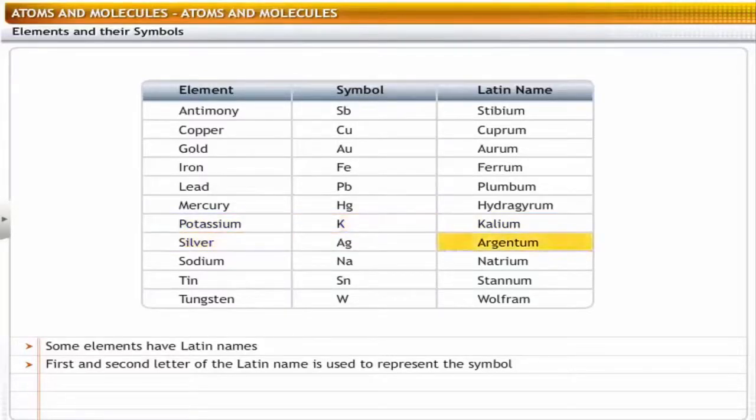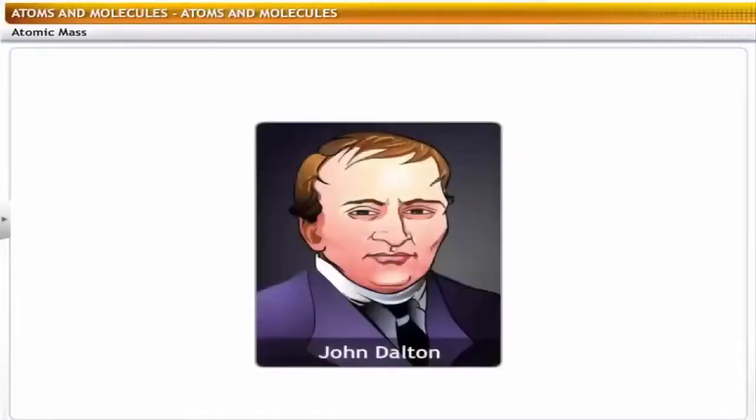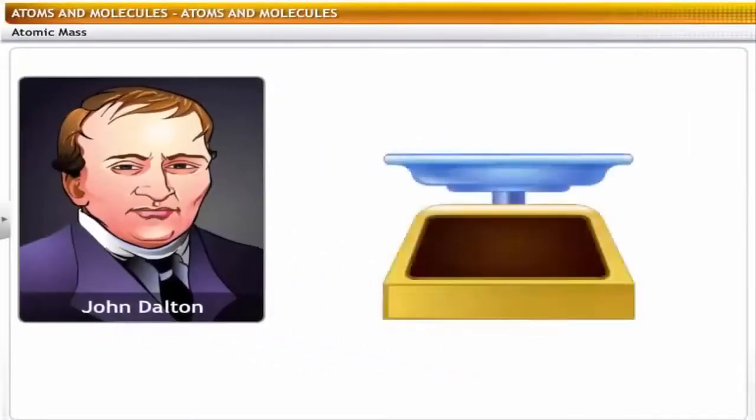Silver as argentum, and it is represented as Ag. Natrium is the Latin name of sodium, and is represented as Na. The Latin name of tin is stannum, and the symbol is Sn. Wolfram is the Latin name of tungsten, and it is represented as W. A symbol not only represents one atom, but also the mass of the element.